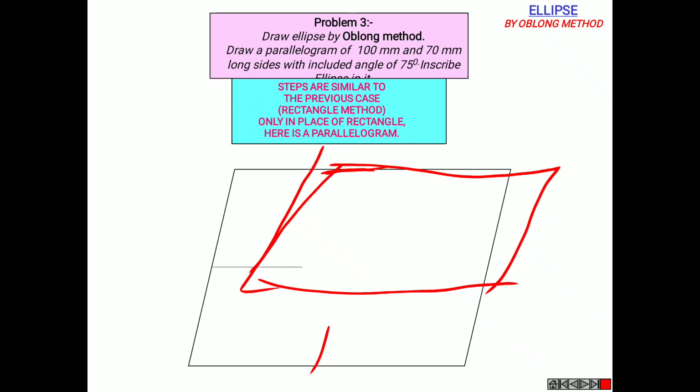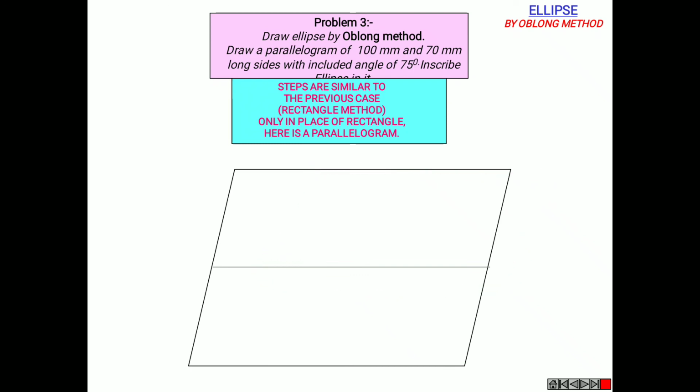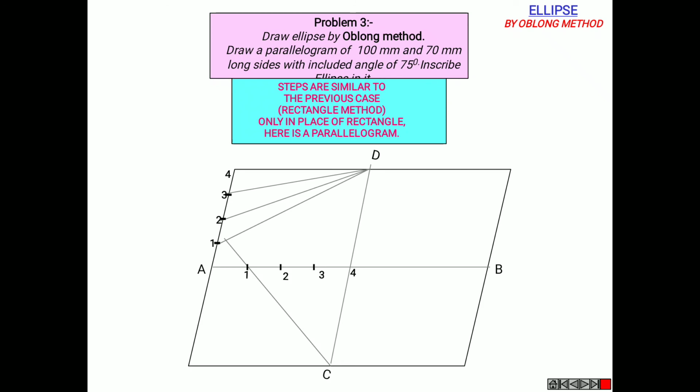So see, this is a parallelogram. Same way, I will just remove this red mark. A parallelogram of 100 mm and 70 mm long. Same procedure. The left top, divide the line into 4 equal parts and mark them. The horizontal part, mark them. Same from D to 1, D to 2. Similarly, C1 extend up to D1, and indicate the points at intersections.